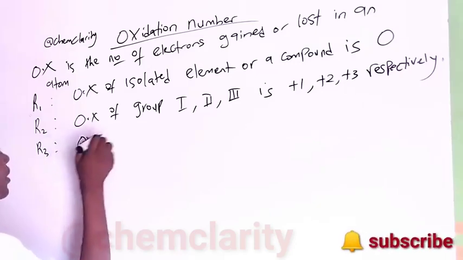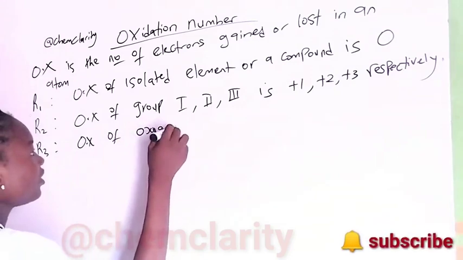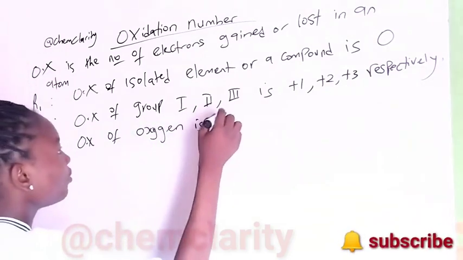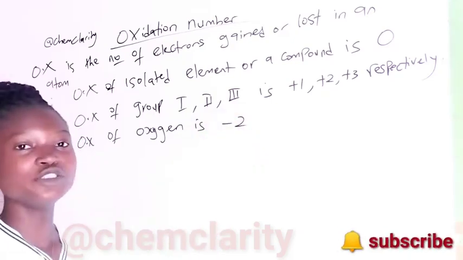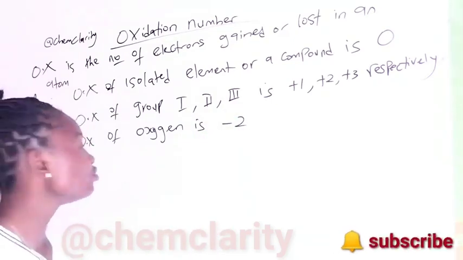Now, another rule, rule 3. The oxidation number of oxygen is -2. It is constant. The oxidation number of oxygen is -2.